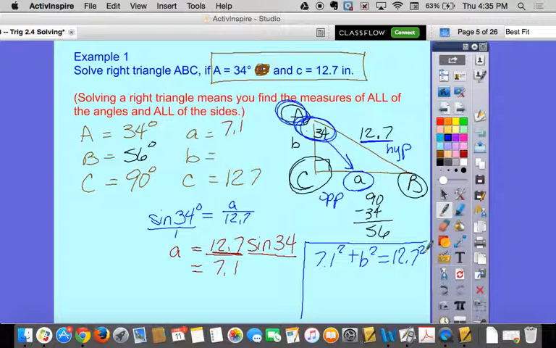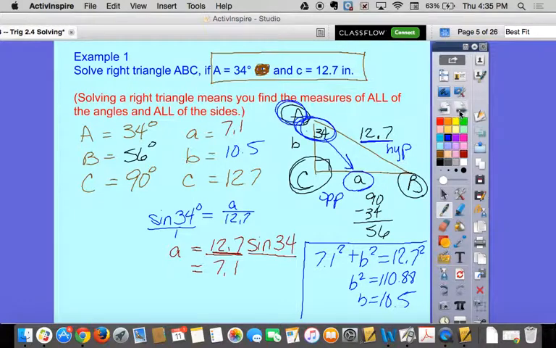So in your calculator, it's 12.7 squared, and then you subtract 7.1 squared. Now, you don't necessarily have to write this. Do your square root of your answer, which is your second negative button, and I get 10.5. Once you get all of your little spaces filled, you are done. You have solved the triangle.